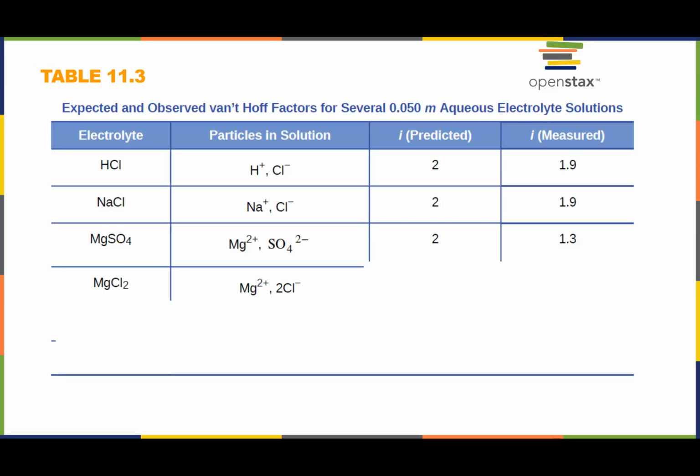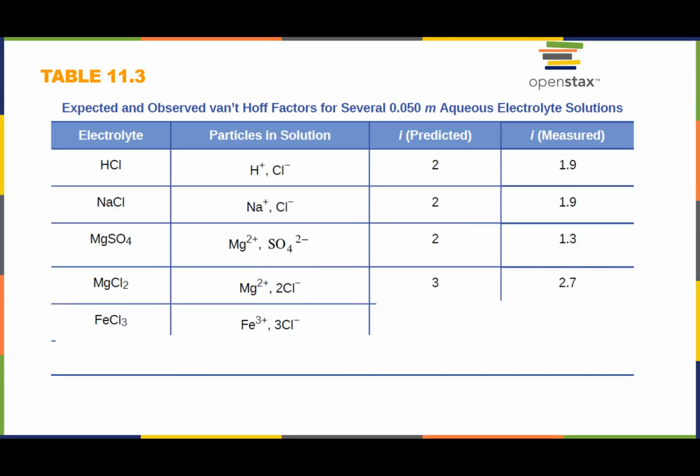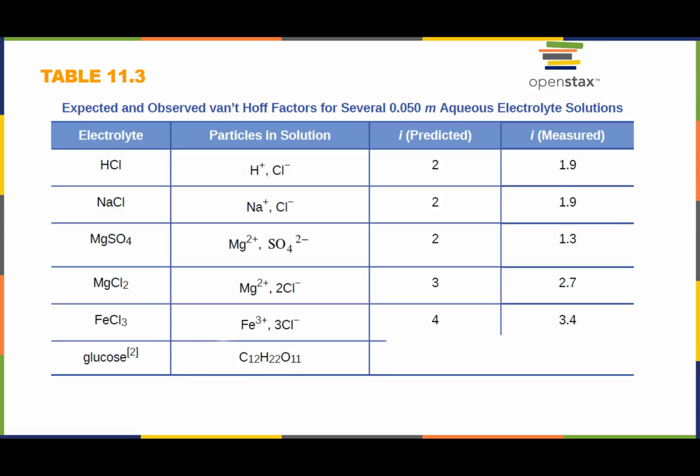Magnesium chloride, you would expect 3, observe 2.7. Iron(III) chloride, you would expect 4, observe 3.4. Glucose, how do you know this one? What do you think for glucose? It's not a metal, it's not ionic. Okay, it's 1. Look at it there.